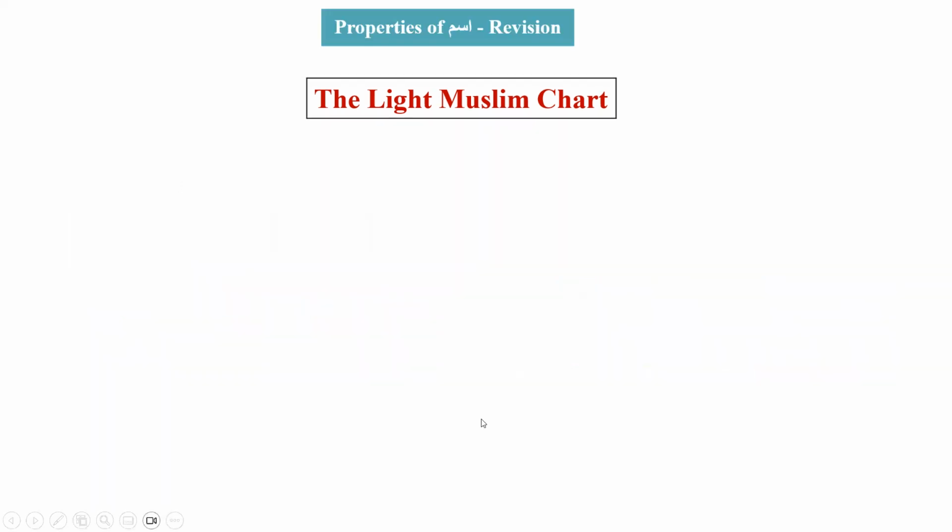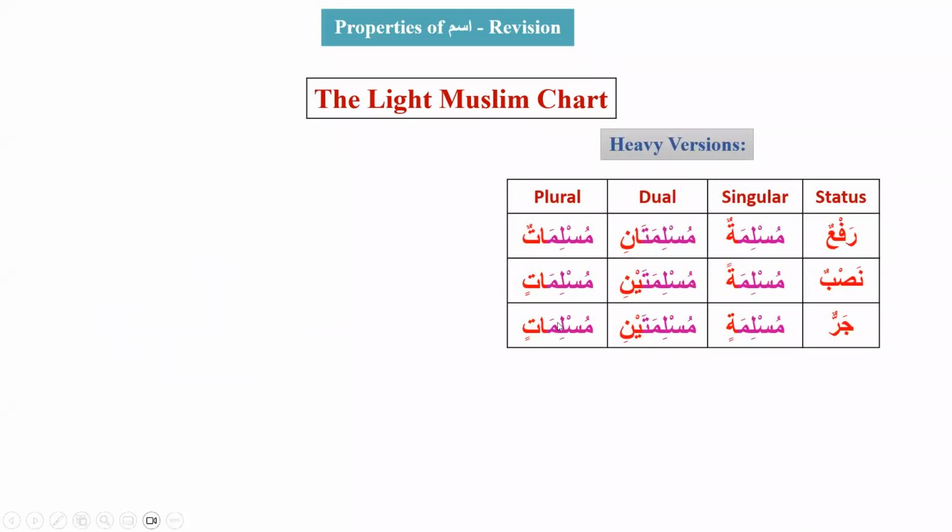Okay. And for the feminine gender, this is the heavy version. And I need somebody to do the light version. Musa Iqbal, can you do the light version? Assalamualaikum. Muslimatu, Muslimata, Muslimati, Muslimata, Muslimatai, Muslimatai, Muslimatu, Muslimati, Muslimati. All right.